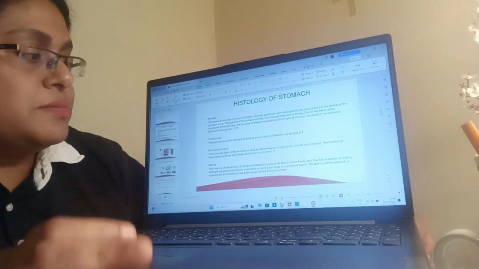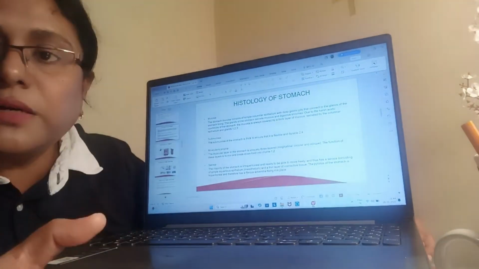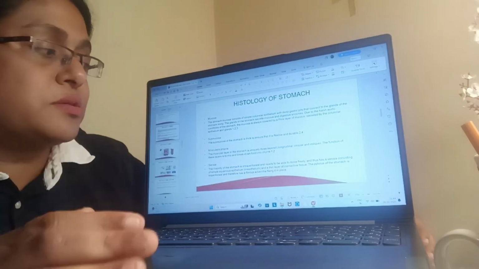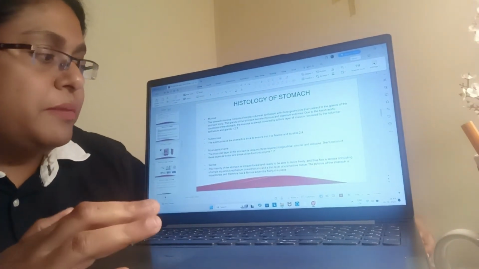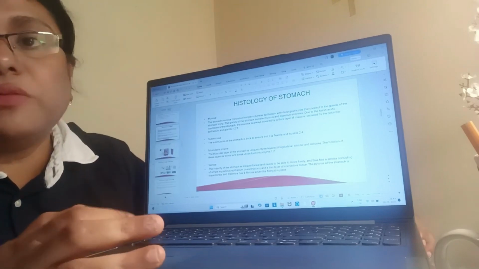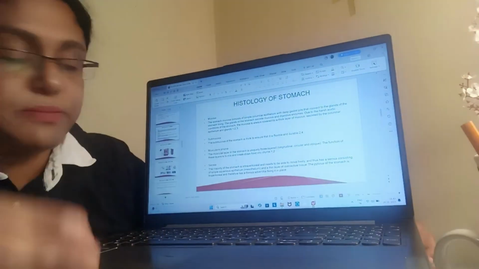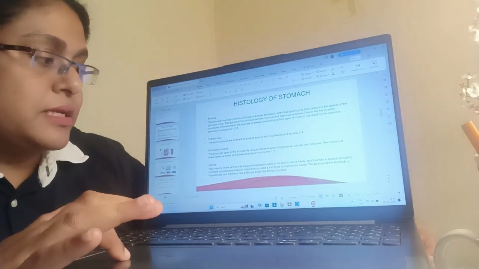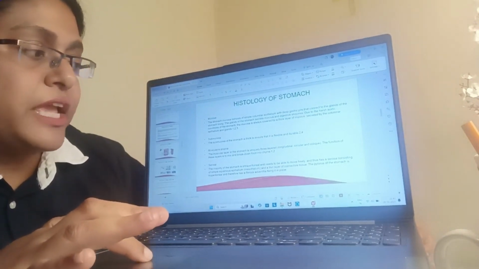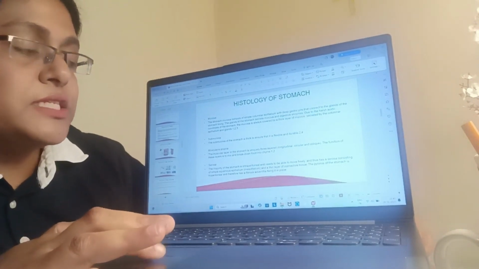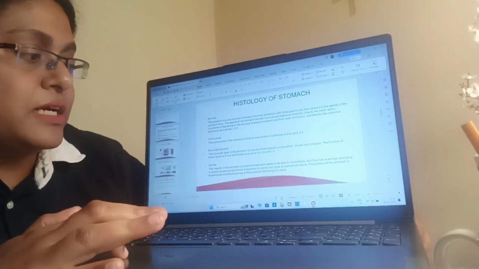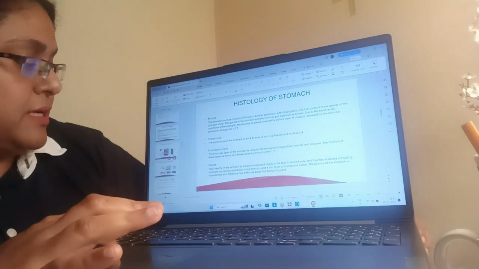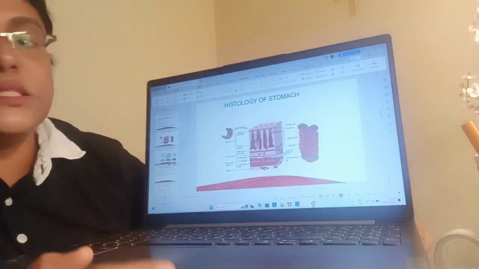The third one is the muscularis propria. As the name says, it is the muscular layer in the stomach. Its main function is to mix and break down the food into much simpler substances. Next, the serosa. The majority of the stomach is intraperitoneal, and it needs to be able to move freely, so that action is done by the serosa layer. So this is the histology of the stomach.